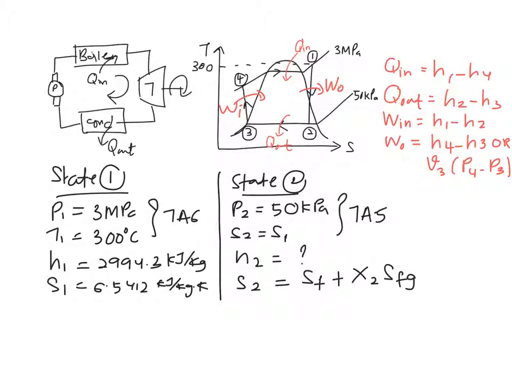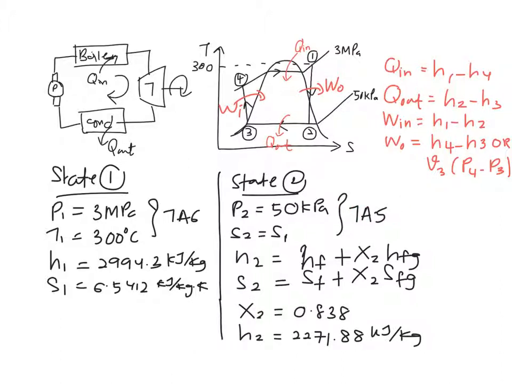So you read the properties of SFG, and your H2 is HF plus X2 HFG, also from table A5. I'm not going to show you in detail how to calculate this, but you should obtain the value of X as shown here, and the value of H2 as this much based on this equation.